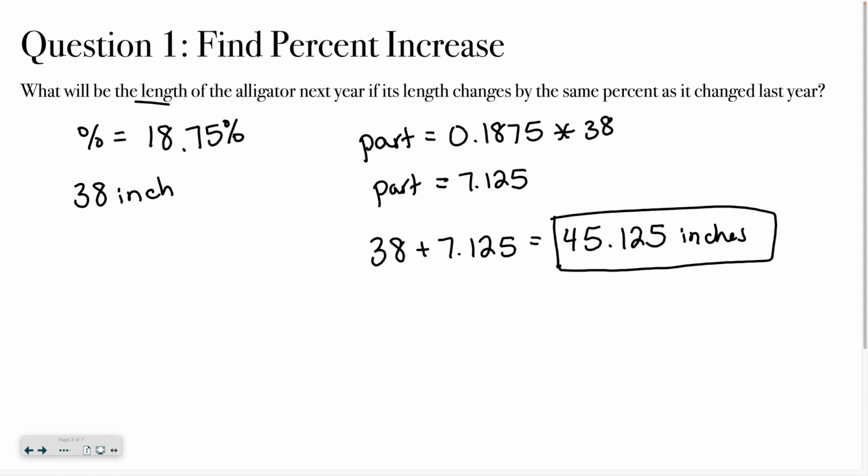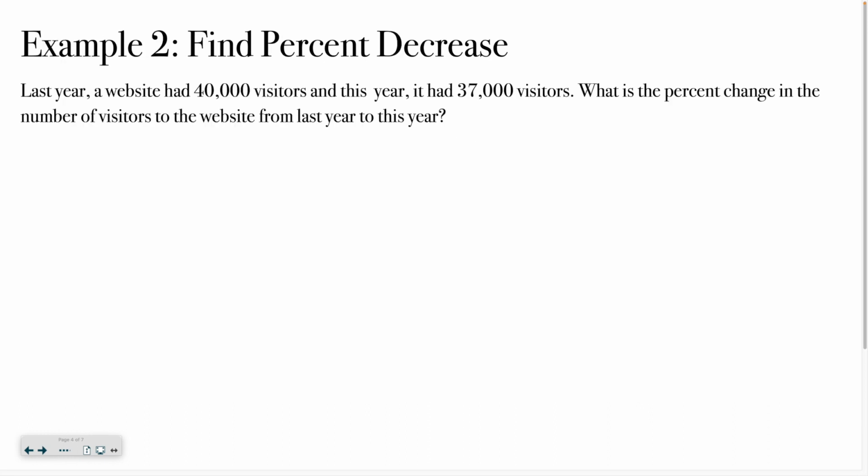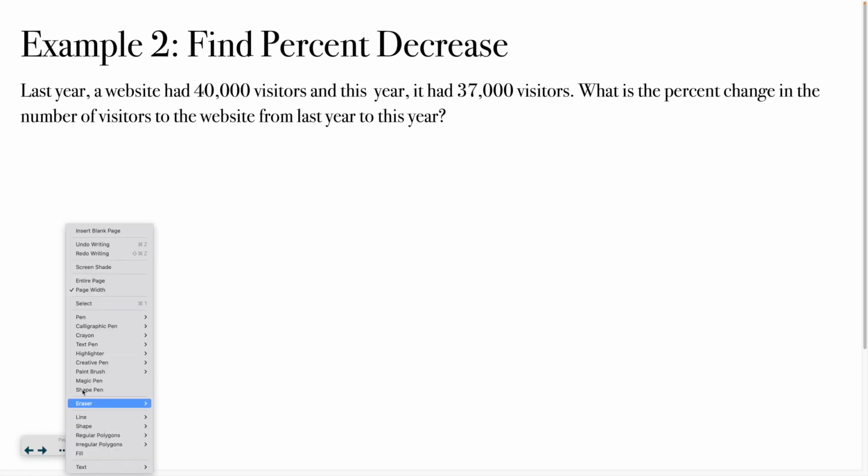If you have questions about that, please ask for some help. I am happy to help you. Let's look at example 2. Now we're going to practice finding a percent decrease.